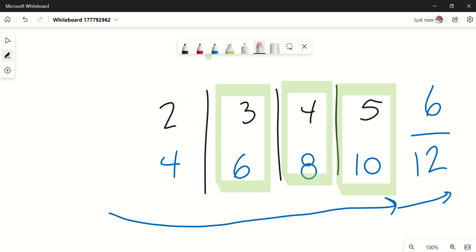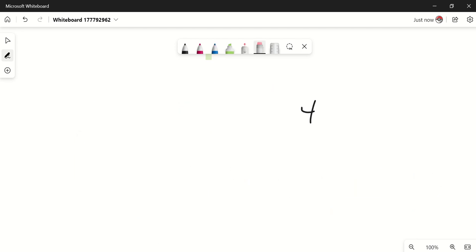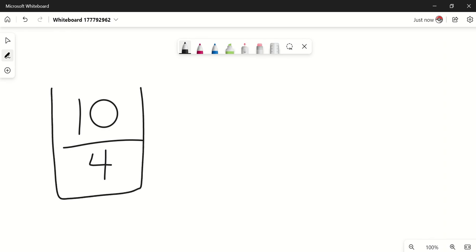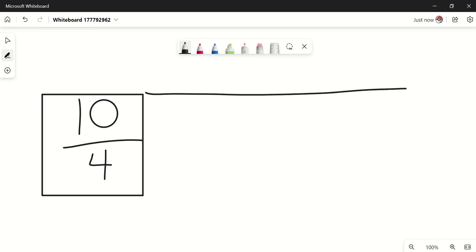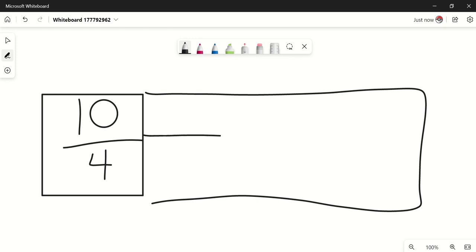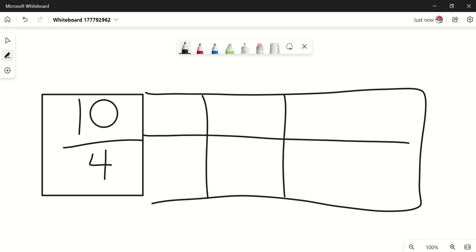Downscaling would be if I did something like this. Let's say I'm still at the county fair, and it took 10 tickets for me to play 4 games. It cost me 10 tickets to play 4 games. This is my chart now. Actually, I don't like that. Let's change this to 12. That'll make it easier.